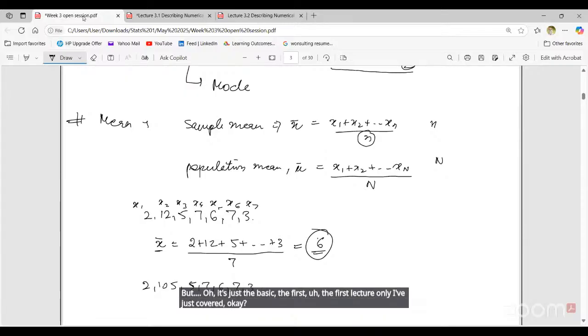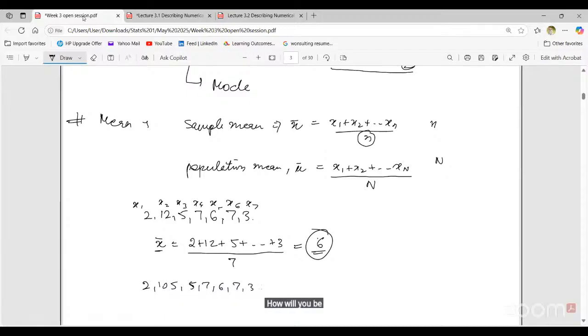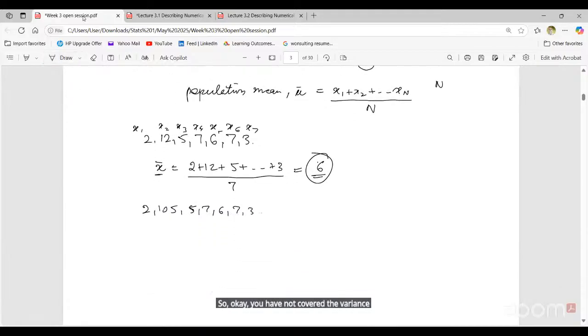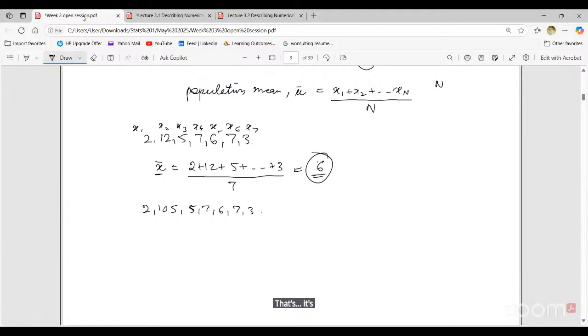How to organize the data, discrete and continuous, then how it is graphically represented through histogram and stem and leaf. You have not covered the variance and standard deviation, right? It's coming. Okay, thank you.